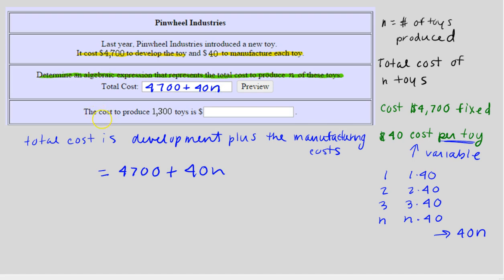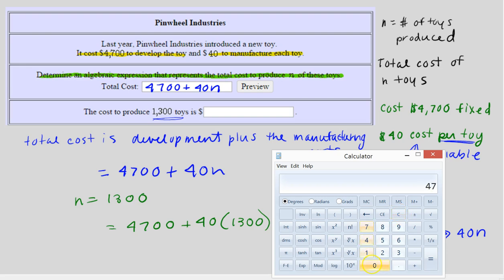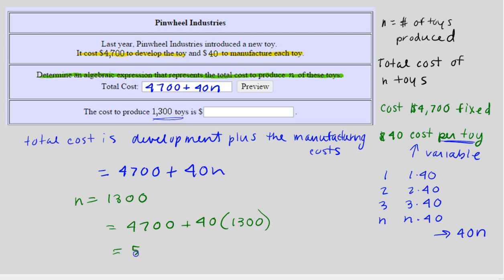Okay, now we have one more question. The cost to produce 1,300 toys is blank. So now we're given a value for the number of toys, which is n. So we can replace n with that value. So when n equals 1,300, we will have a total cost of $4,700 plus 40, and I'm going to put that 1,300 in parentheses, and these are multiplied. Let's get the calculator to do this. 4,700 plus 40 times 1,300 toys is 56,700. So the cost to produce 1,300 toys is $56,700.